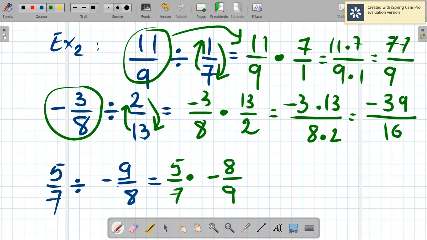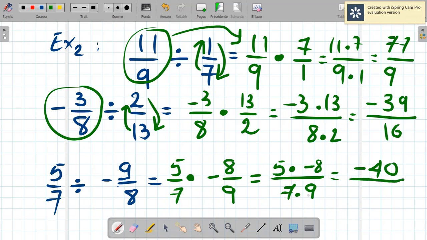So this is a multiplication. Be aware that the dot means multiplication. So it's equal to 5 times negative 8 divided by 7 times 9. So what do you get as an answer? 5 multiplied by negative 8 is equal to negative 40, and 7 times 9 is equal to 63.